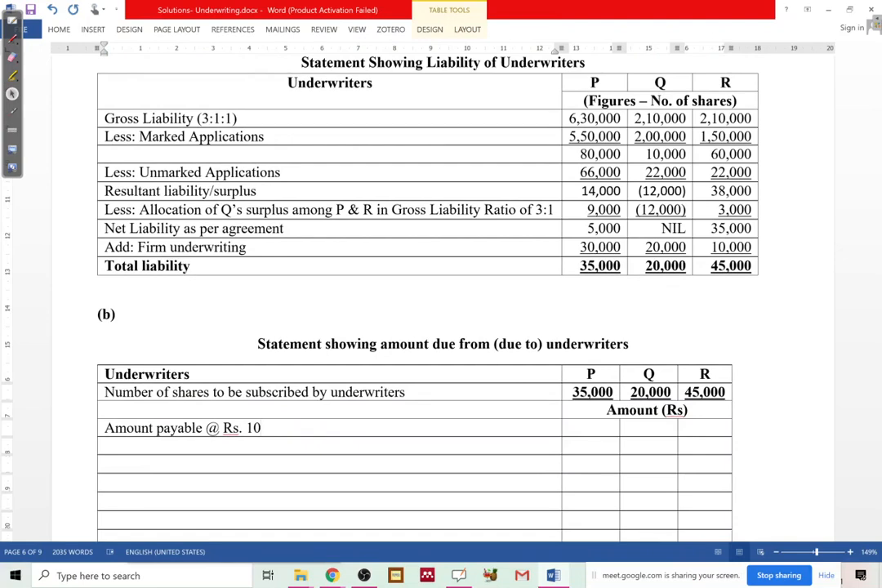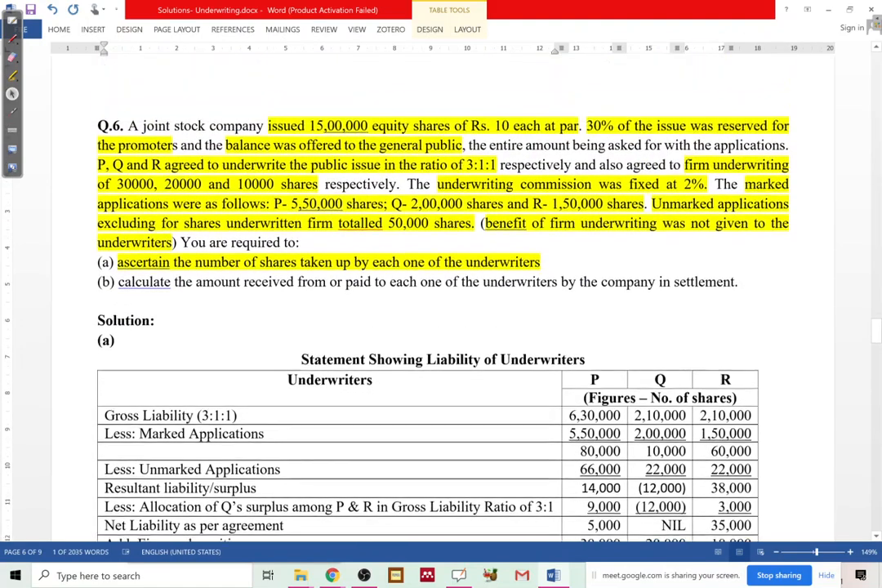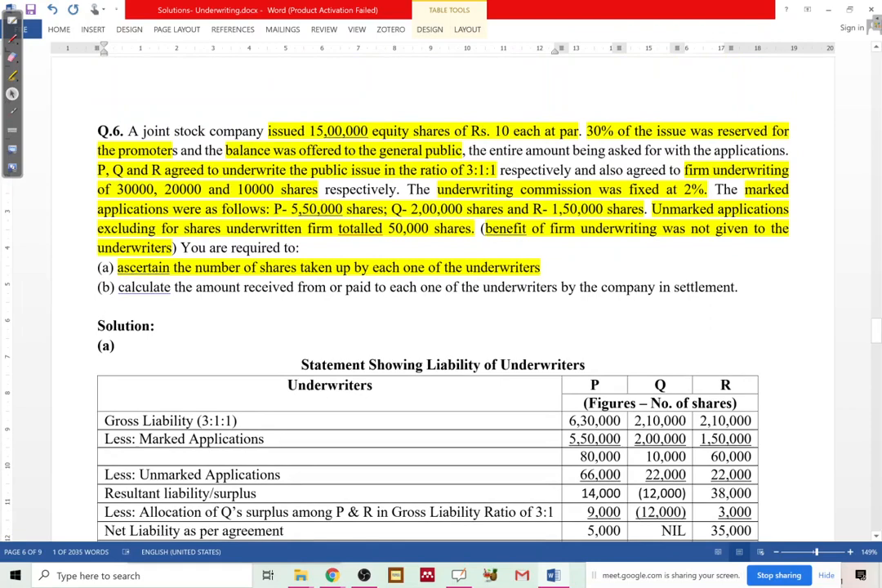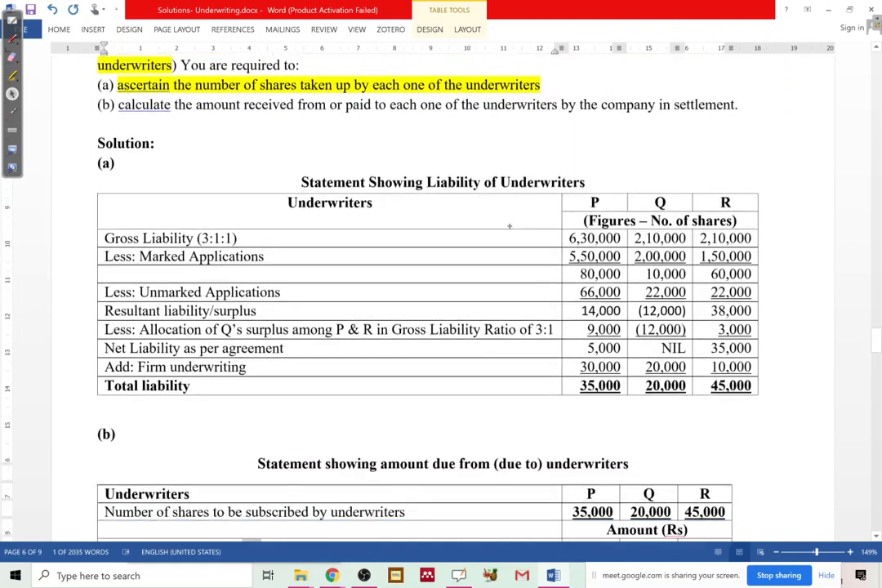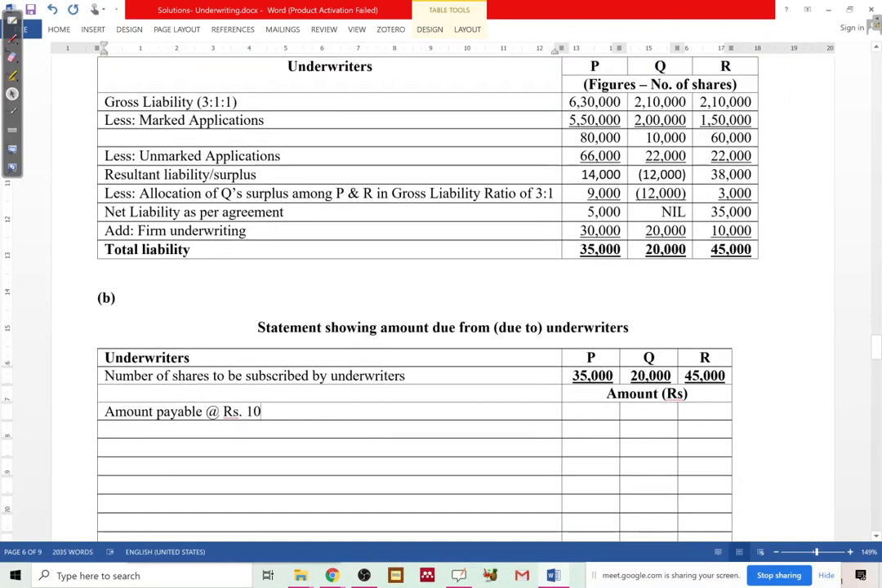In some problems, you will be given the application money. You know how the whole issue price is always divided into installments: application money, allotment money, first call money, second call money, and so on. So in some problems you may be given application money, and in that case only the application money will be considered here. Since in this problem nothing is given to us, the full issue price is shown, we don't know how much is the application price. So we are saying that the full amount is payable at rupees 10 per share.